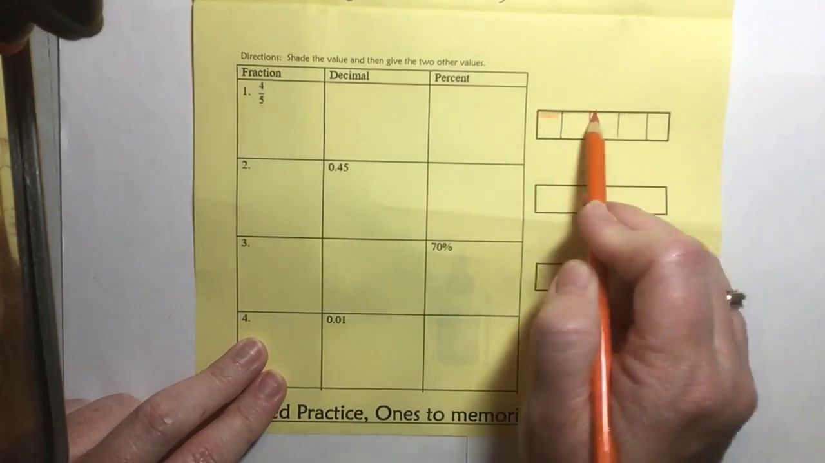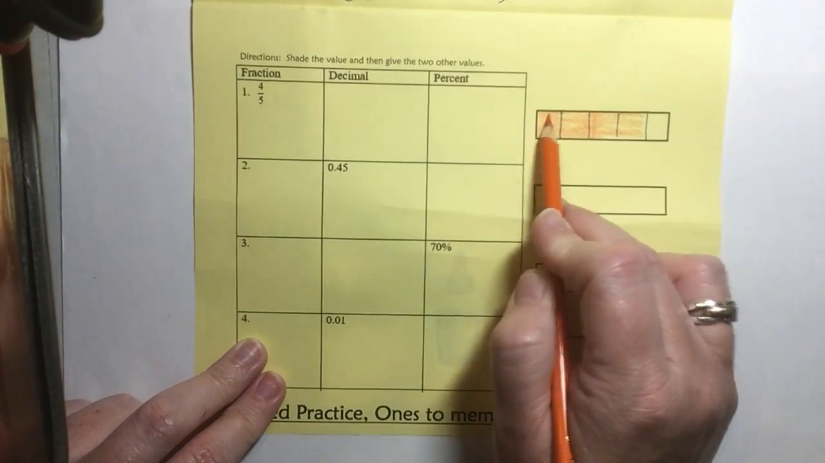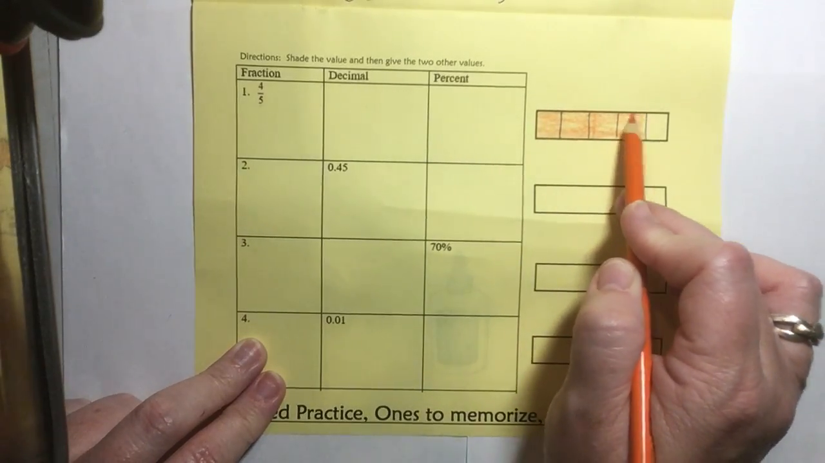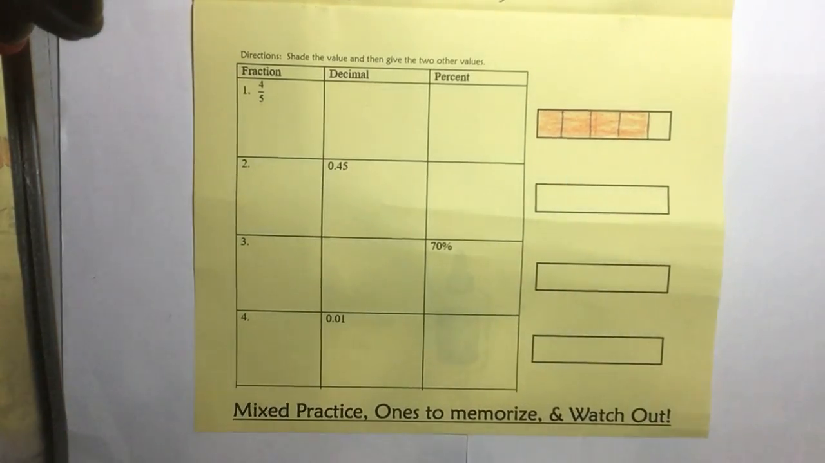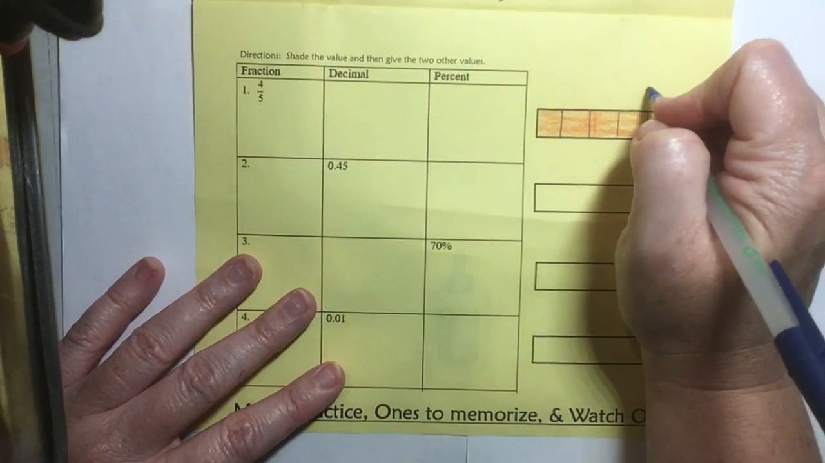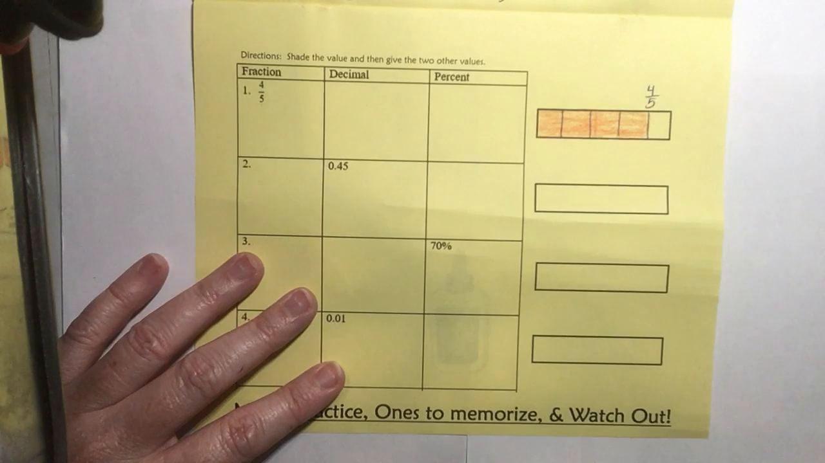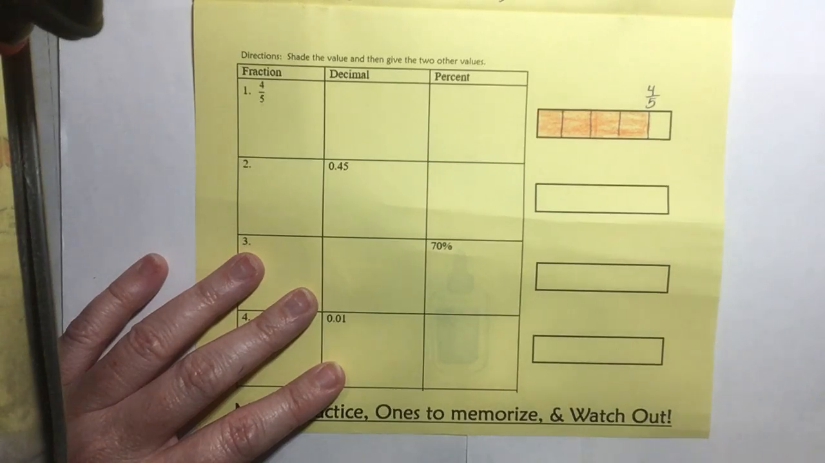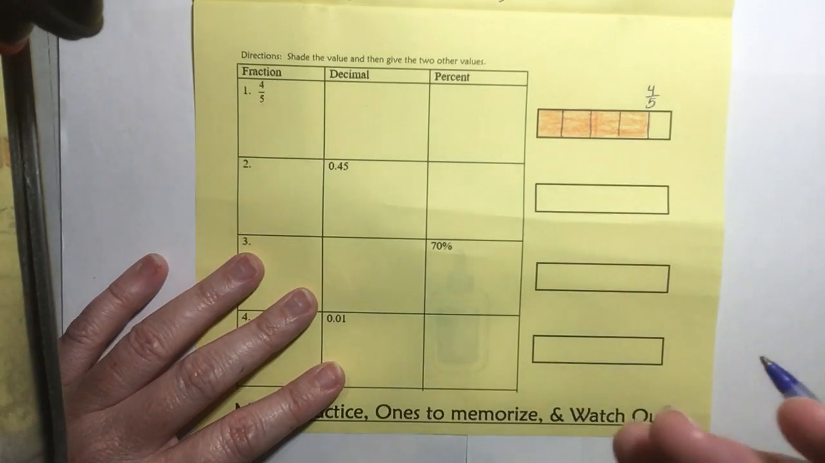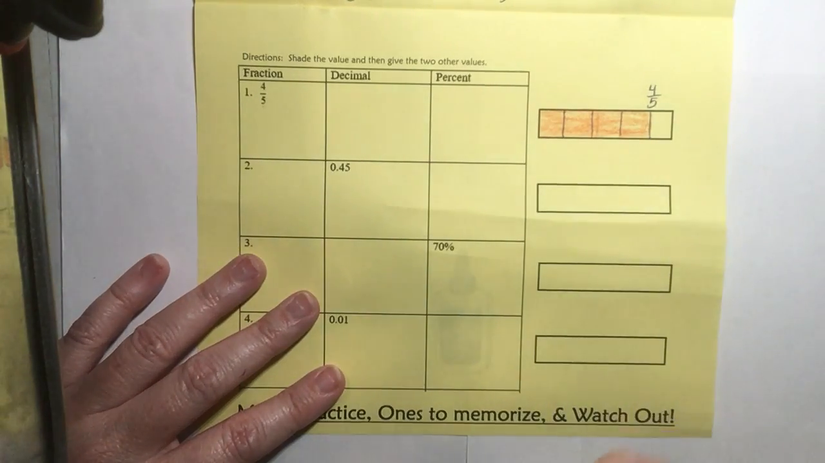So let's shade it. And you can shade it with your pencil, that's fine. So this is 4 fifths. Now we're going to figure out the decimal. So go ahead, pause it, and then figure out your decimal. Look back at your notes, back in your foldable if you don't remember, okay? And then figure out the percent, and then unpause it so you can check it.